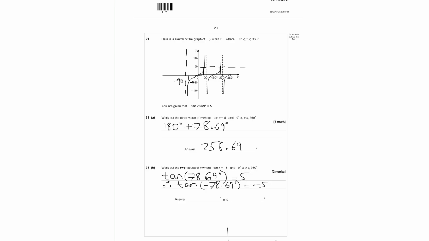So our first answer is going to be minus 78.69 plus 180, and that is going to give us 101.31 degrees, and then we just add 180 to that to get our second solution, which is going to be 281.31. I think that looks correct. Yep, looks fine to me. So these will be our two solutions for part B.